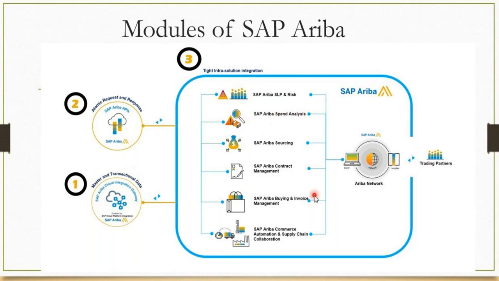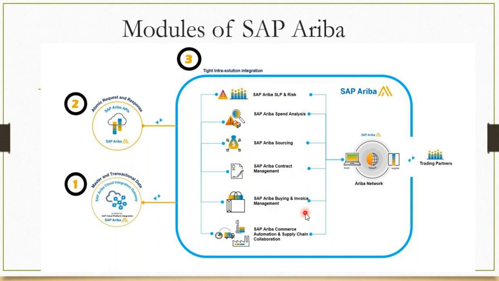And in downstream, this basically consists of Ariba buying and invoicing management. This is an end-to-end tool for downstream. So in downstream, you do the P2P activity or P2O activity, right from creating a PR to getting your supplier paid. All can be done through the buying and invoicing solution. Within this buying solution, you also have catalogs.